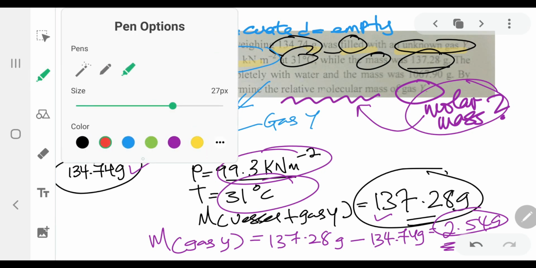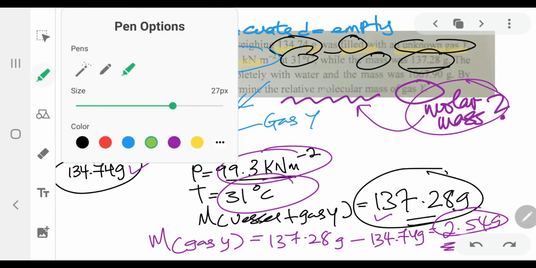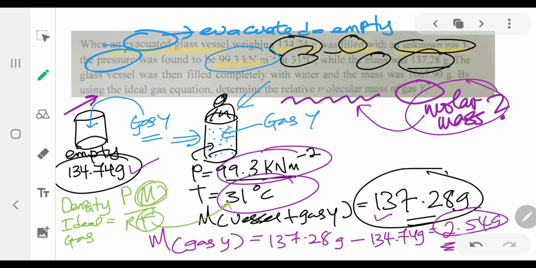So if I'm going to write the formula over here, we have density of ideal gas equals pressure times molar mass over RT. We want to find this. We have our T, temperature. We have our pressure. R is just a constant. And now we have this density of the ideal gas. So how do we find this?